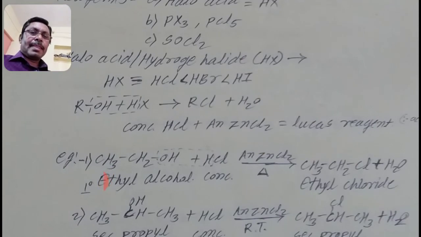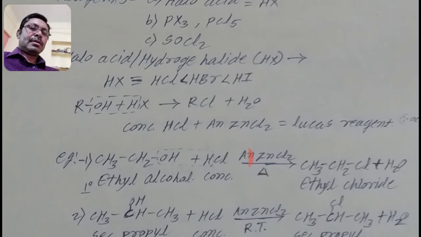For example, ethyl alcohol, CH3CH2OH, plus concentrated HCl, in the presence of anhydrous ZnCl2, and it must be heated. If we want the reaction fast, then use ZnCl2 with heating. When the alcohol reacts with concentrated HCl in the presence of ZnCl2 by heating, we get ethyl chloride, because there is a removal of a water molecule.